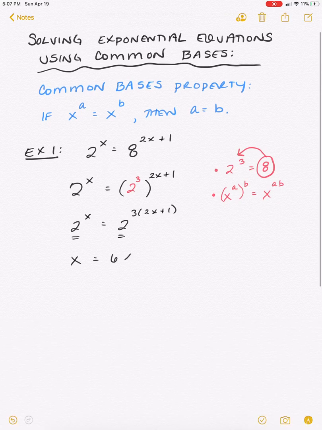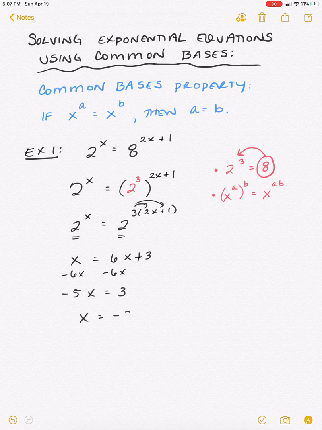And so now that I've got the same base, I can go ahead and set my exponents equal. I don't know if this is too much of a jump, but I'm going to go ahead and distribute the 3 when I set my equations equal to each other. And so let's just do a quick little math here. Minus 6x equals 3. x equals negative 3/5. And we have this nice, easy little linear equation to solve.